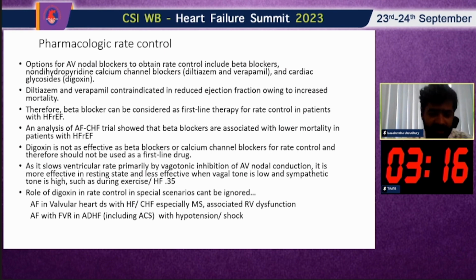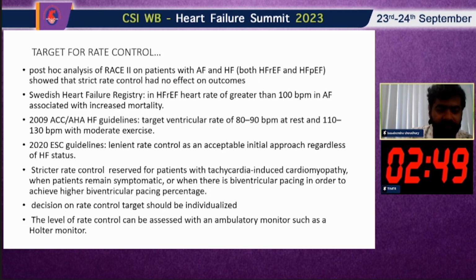Special scenarios cannot be ignored. AF in valvular heart disease with CCF, especially in mitral stenosis patients, digoxin is very useful still now, and also in associated RV dysfunction, digoxin helps to tide over the difficult period. And also in the CCU setup, in ADHF patients with AF with fast ventricular rate and a low BP, where the other agents cannot be given, IV lanoxin is often helpful and saves the day.